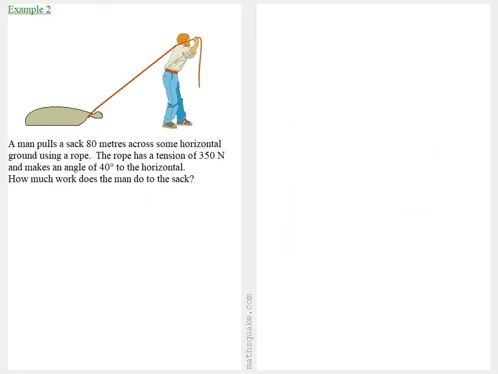In example 2, we're told a man pulls a sack 80 meters across some horizontal ground using a rope. The rope has a tension of 350 newtons and makes an angle of 40 degrees to the horizontal. How much work does the man do pulling the sack?